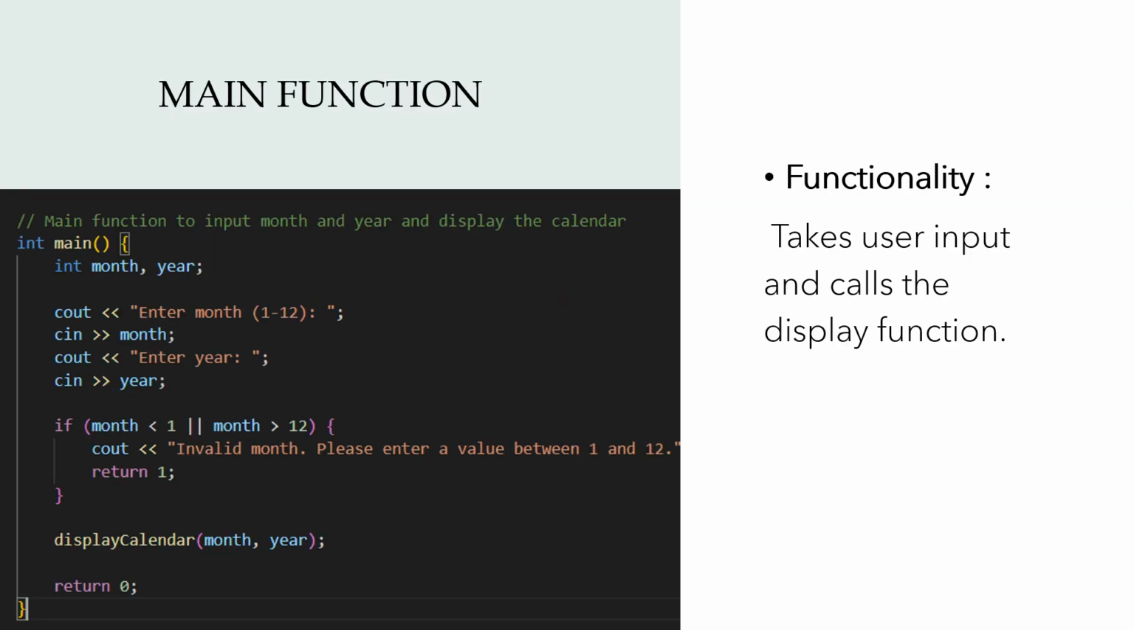And finally, the main function. The main function is where the user interacts with the program. It asks the user to input the month and the year for which they want to see the calendar, and after receiving the input, the function calls displayCalendar with the user's input to print the calendar for that month and year. If the user enters an invalid month, like a number less than 1 or greater than 12, the program will display an error message and stop running. Otherwise, it will proceed to display the calendar.